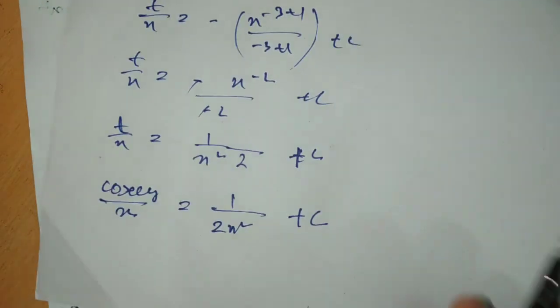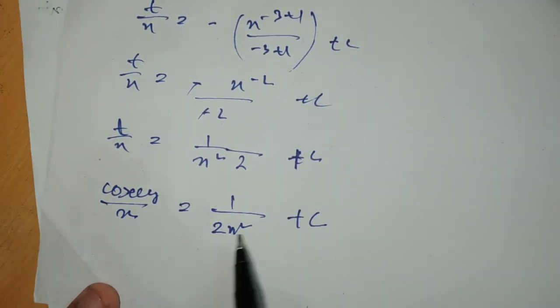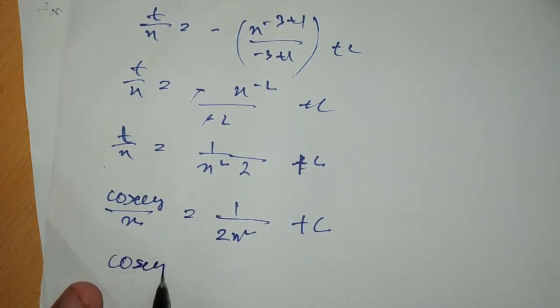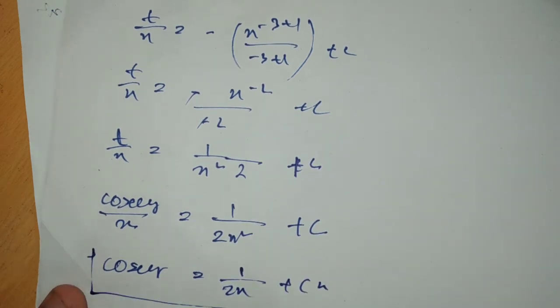After doing the integration, you have to put the value t equal to cosec y, because we took cosec y equal to t. So cosec y by x is equal to 1 upon 2x square plus c, and if you multiply by x on both sides, you will get cosec y equal to 1 by 2x plus cx. So this is the complete solution of the differential equation.